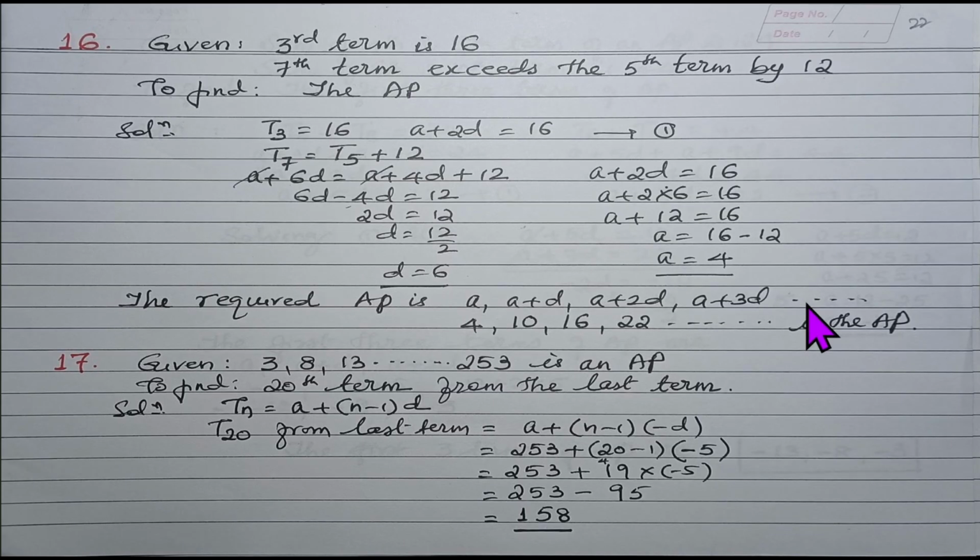Now coming to the next example. Here the third term is 16. The seventh term exceeds the fifth term by 12. Now we have to find the AP. So the third term is 16, and the seventh term exceeds the fifth term by 12. Let us write this down first. The third term T3 is 16, and T3 is nothing but a plus 2d, so a plus 2d is equal to 16. Let us call it equation 1.